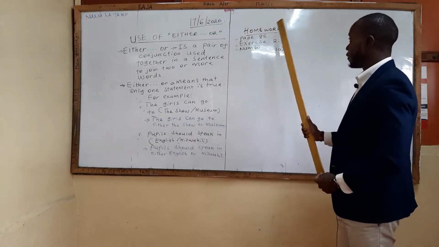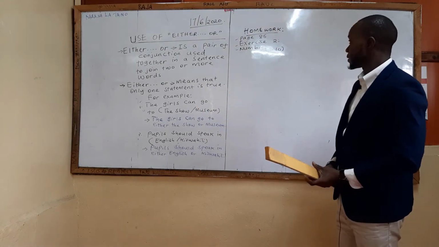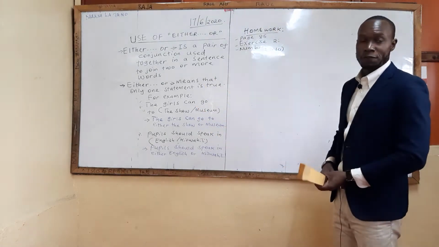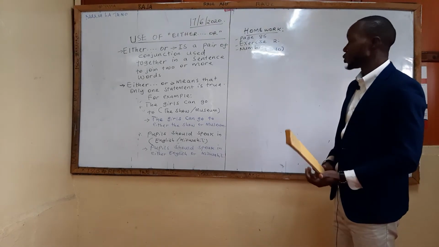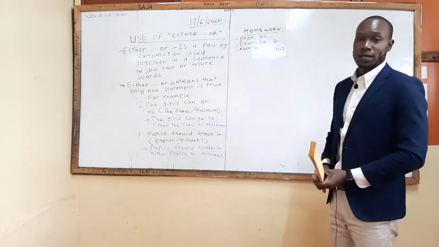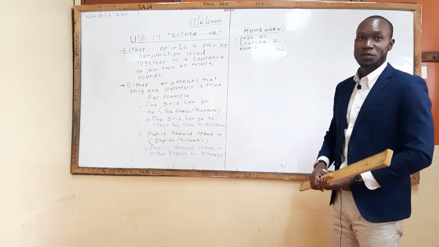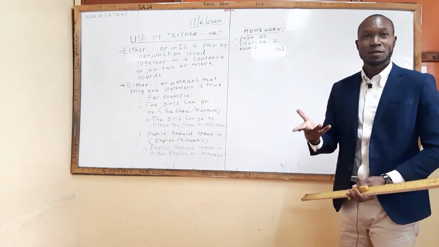And more of that, there is an exercise on page 85. The homework is on page 85, exercise 2, number 3 to 10. You write in biro and then you rewrite in pencil.